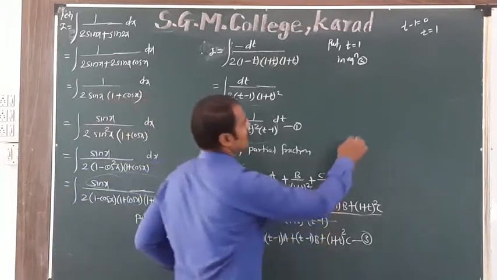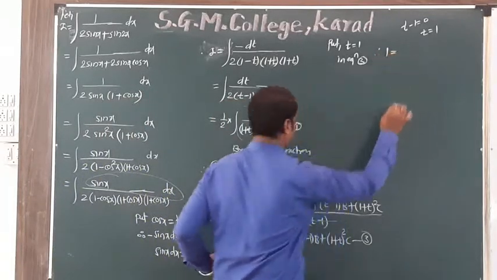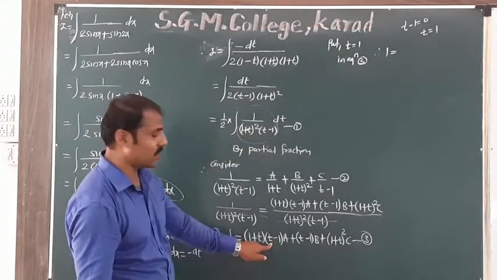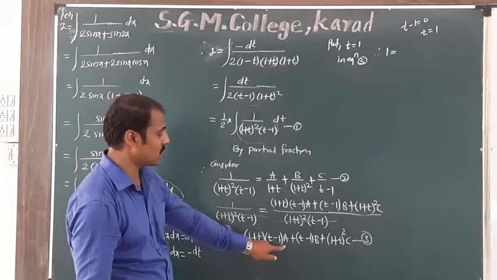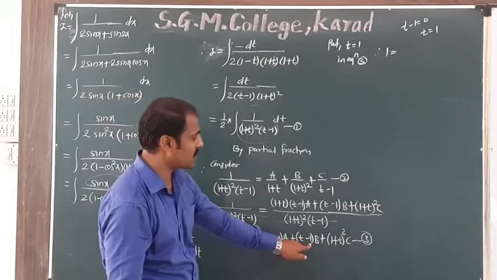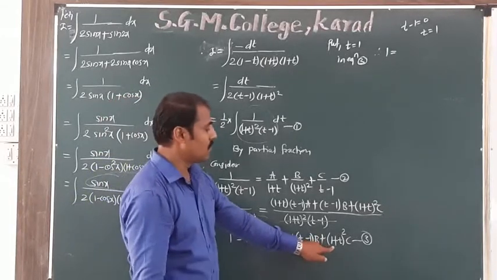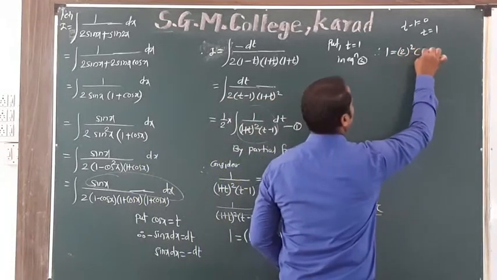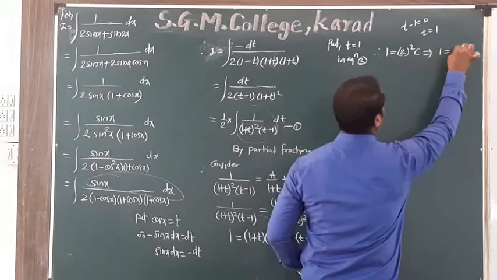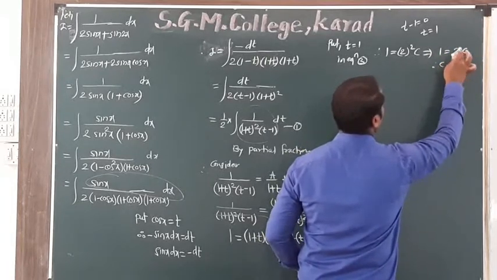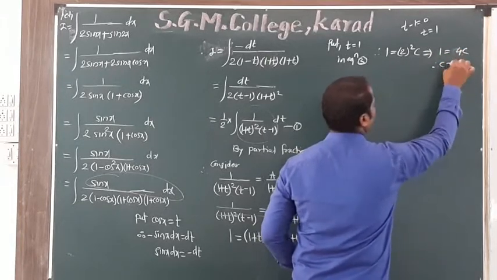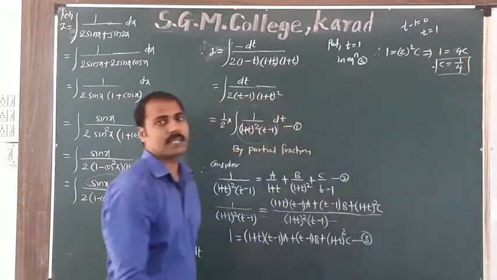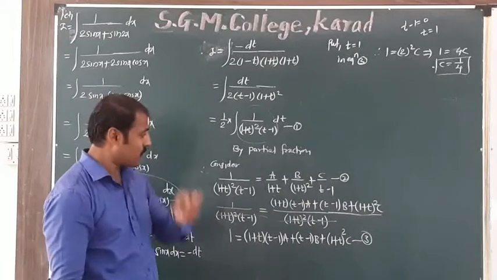1 is equal to, with t equal to 1, 1 plus 1 is 2. Look here, 1 minus 1 is 0, 0 into a is 0, 1 minus 1 is 0, 0 into b is 0, and 1 plus 1, that is 2 square, into c. This implies 1 is equal to 4c, since 2 square is 4, so c is equal to 1 upon 4. Here we get the value of c.